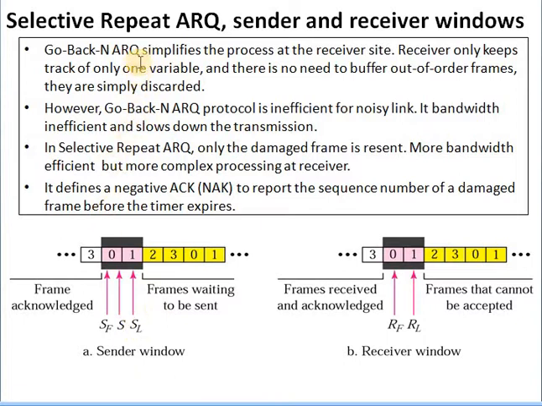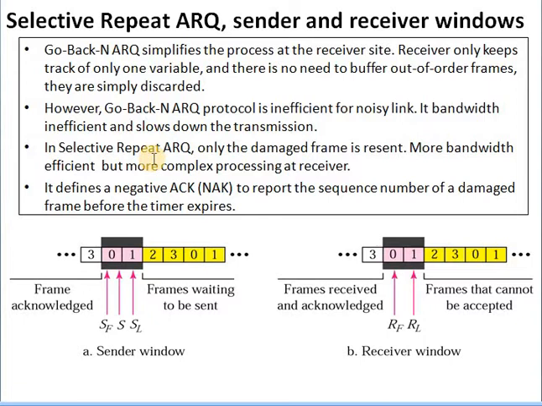Go Back N ARQ simplifies the process at the receiver side, and the receiver keeps track of only one variable. There is no need to buffer out-of-order frames; they are simply discarded. However, the Go Back N protocol is inefficient for a noisy link, it is bandwidth ineffective, and it slows down the transmission.